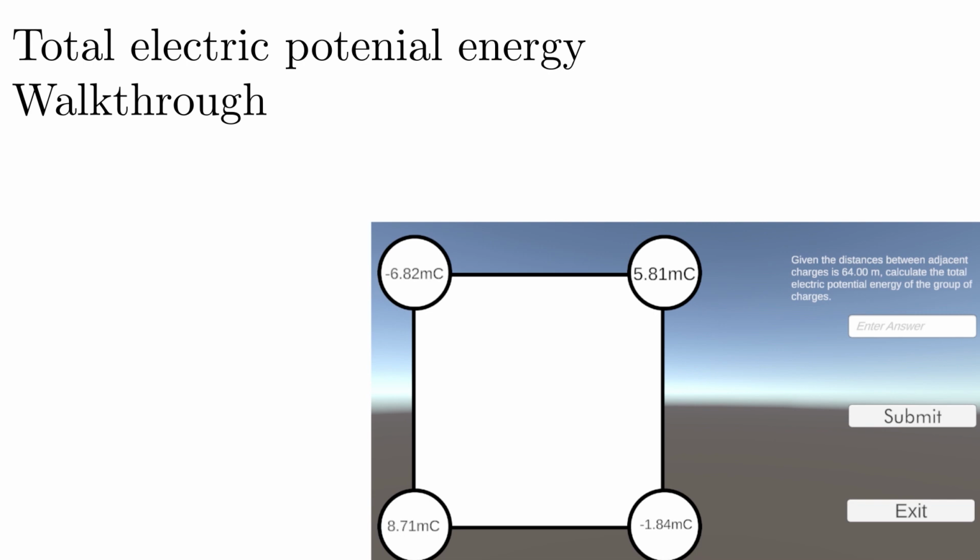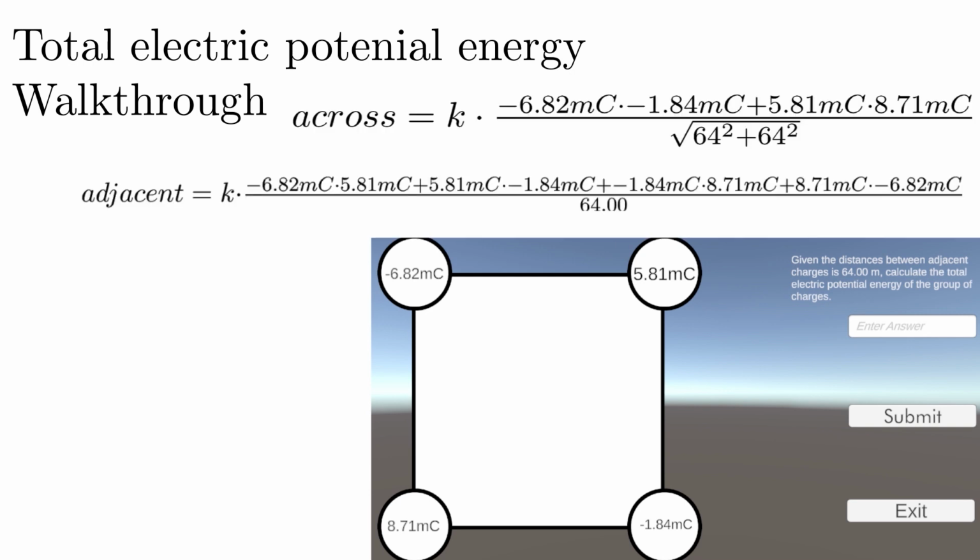So in order to get total potential energy, you need to take the energy among every 2 charges. In this case, I split it up into adjacent and cross to make it easier for the workflow. For adjacent, you just take every 2 charges that are connected to each other, like normal, and for the across, there's only 2 possible cases here, where you take the 5.81 and the 8.71 as a group, and negative 6.82 and negative 1.84 as a group. Once you get those 2 potential energies, you can add those 2 to get the total electric potential energy to be negative 11,402.81 joules. With this, you'll be able to solve all types of questions involving total potential electric energy.